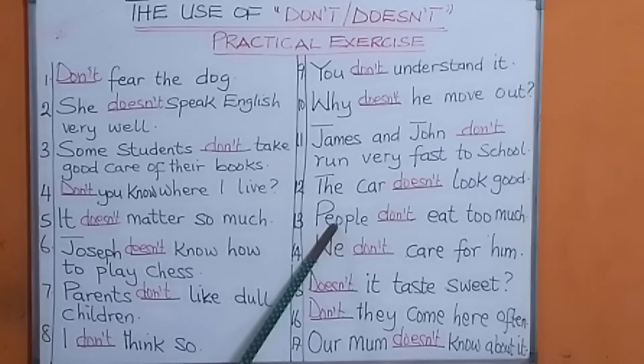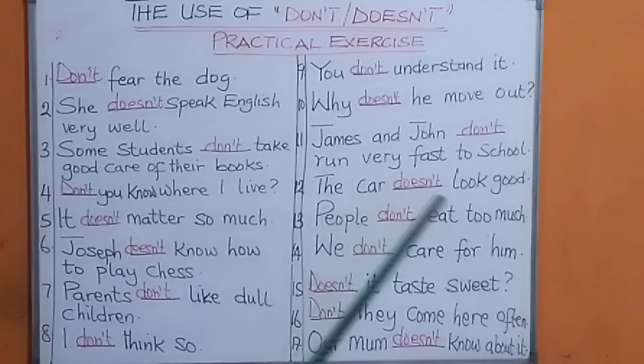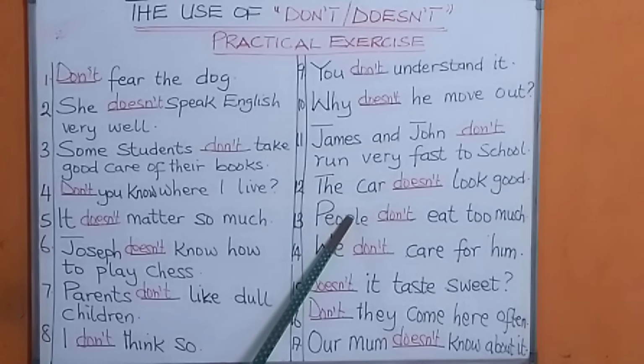Number 13. People don't eat too much. If you say this person, that is one, doesn't eat too much. Number 14, we don't care for him. If it's one person, you say he doesn't care. Look at number 15. Doesn't it taste sweet? If they are many, you say, don't they taste sweet? Don't they come here often? Look at number 17. Our mom doesn't know about it.